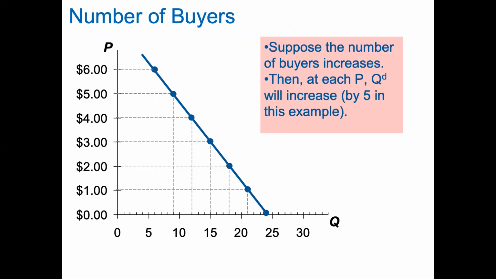Let's look at this graphically. Suppose the number of buyers increases. Then at each price, quantity demanded will increase, say by 5 in this example. This will cause a parallel shift of the demand curve to the right.